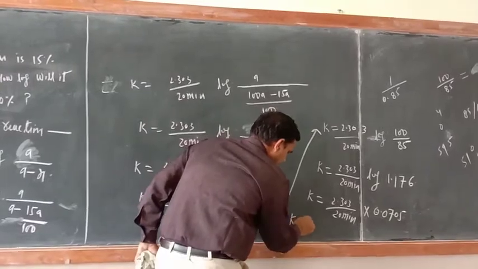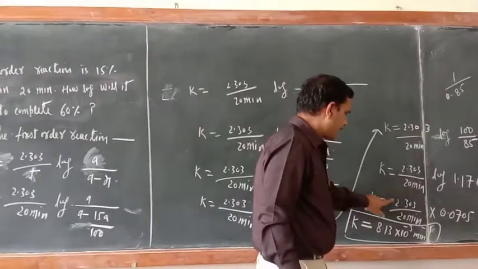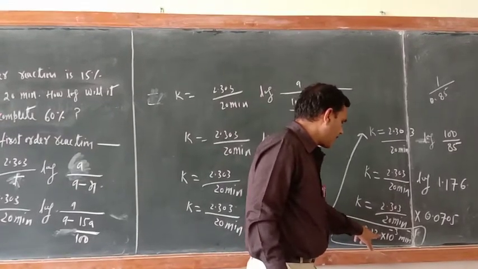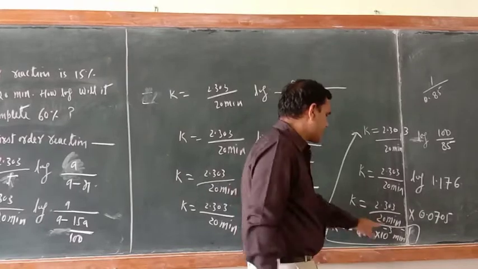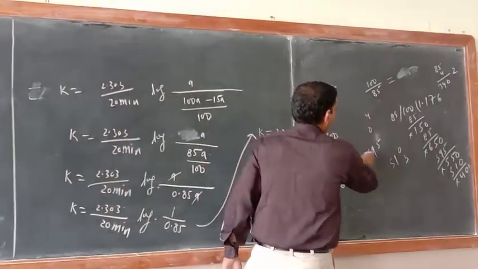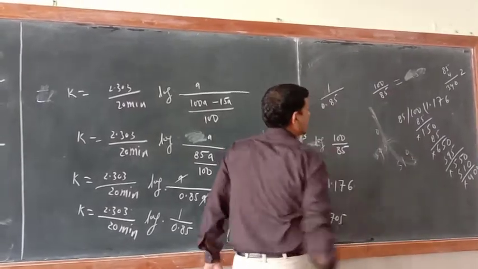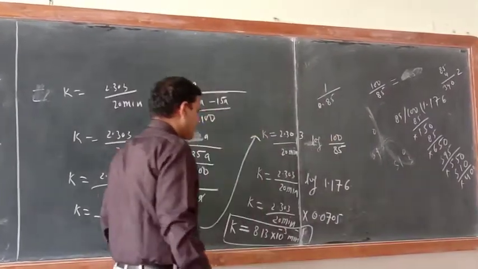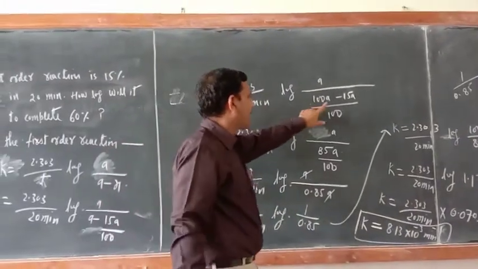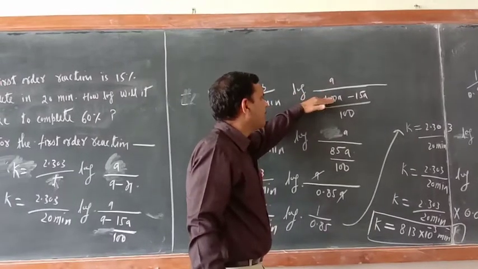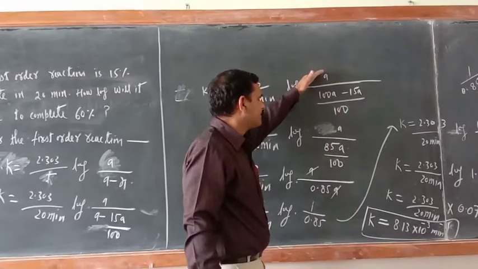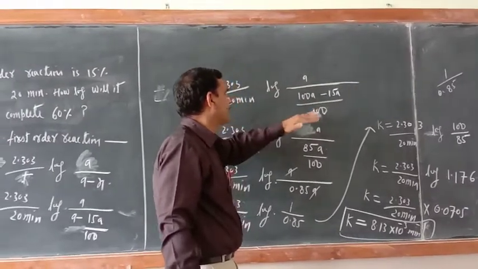So k equal to. So dear cadets, if you solve this one, then you will get the k value, that is 8.13 into 10 raised to the power minus 3 minute inverse. And you can see here how I have solved everything I have written here. So you can see that side also. Just see here two important things: this 100 minus in the denominator only should be solved. This 100 should not go here. It should be solved here only.